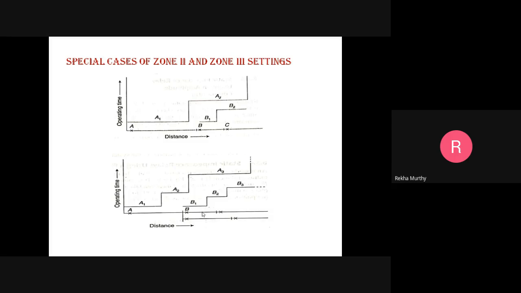So here what you can come to a conclusion is this is how the zone 2 and zone 3 affect the zone 1. And how you are going to be able to overcome the underreach and the overreach effects, either by increasing or by decreasing the timings.